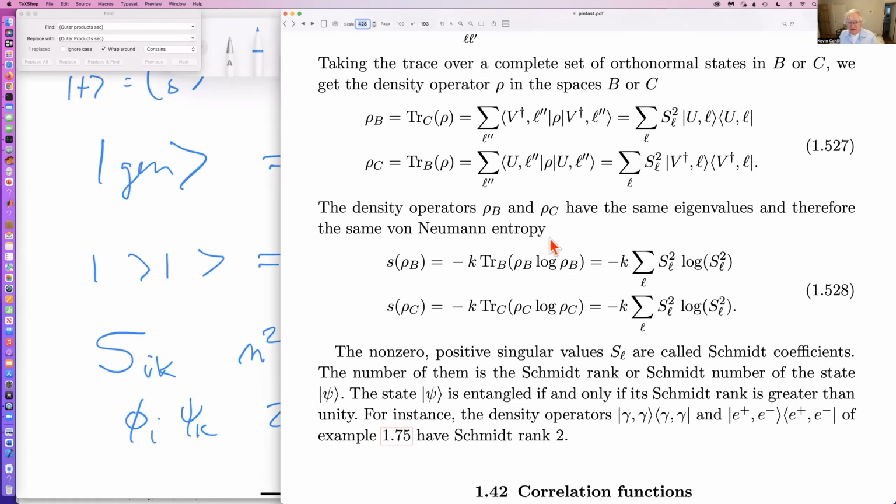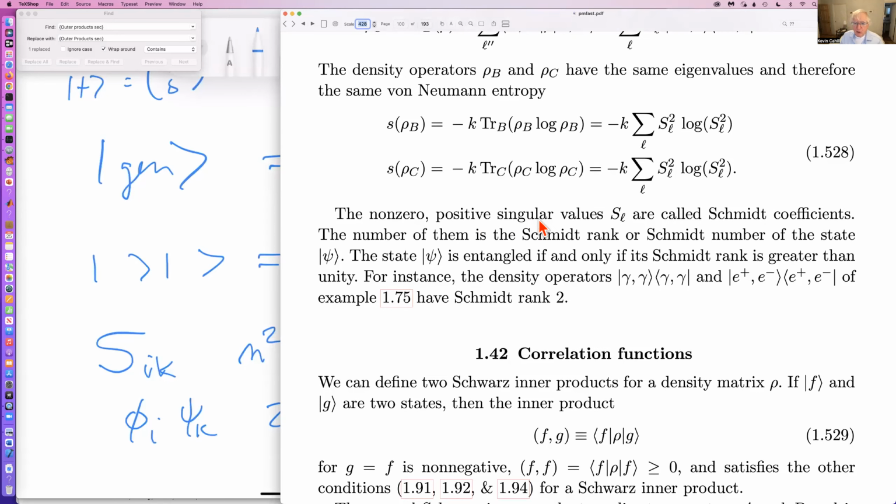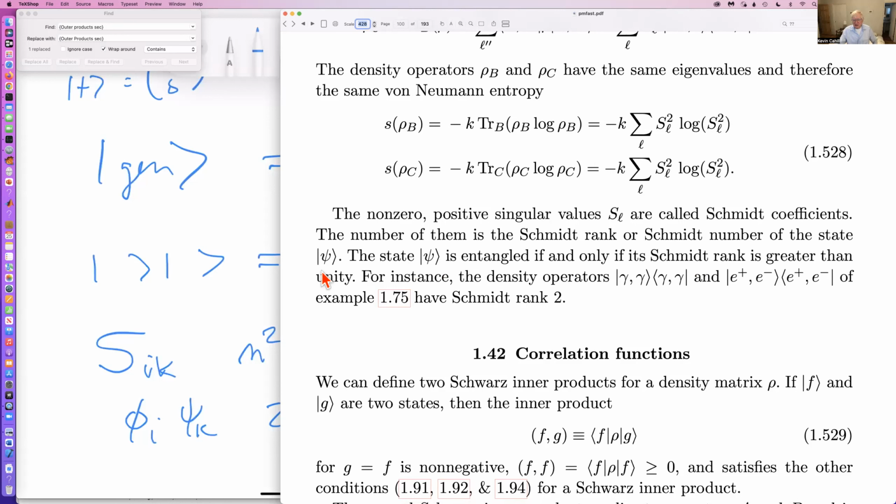And they have the same eigenvalues, same von Neumann entropy, and the non-zero positive singular values, SL, are called Schmidt coefficients. The number of them is the Schmidt rank or Schmidt number of the state psi, and psi is entangled if and only if its Schmidt rank is greater than unity. And the density operators there that we just talked about earlier have Schmidt rank 2.